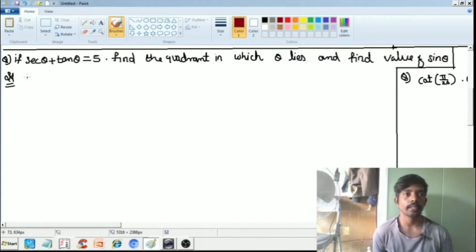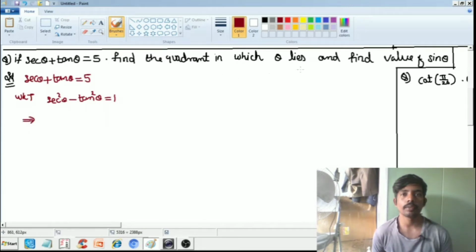Given secant theta plus tan theta is equal to 5. Here we know the formula secant square theta minus tan square theta is equal to 1. We can write it using the a square minus b square formula first. A square minus b square is equal to a plus b into a minus b. So this is the formula.